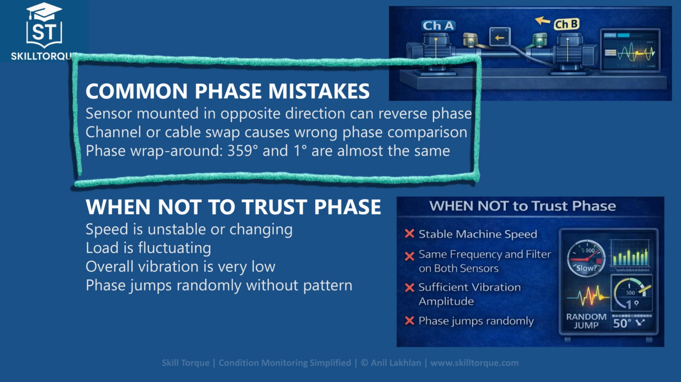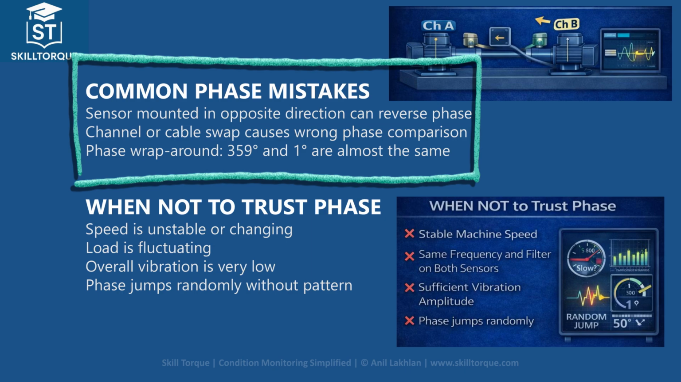So it's very important to have the sensor orientation. Always you should keep the sensors in the same orientation. Always check the sensor direction before trusting any kind of phase numbers. So let's discuss another common confusion.